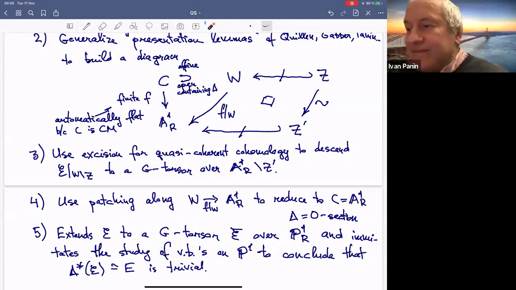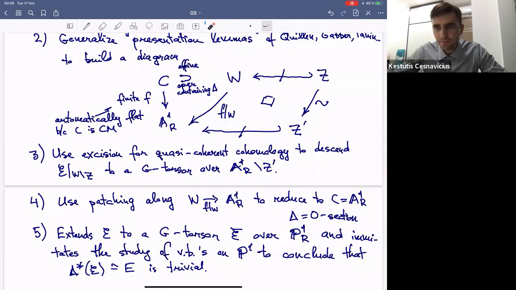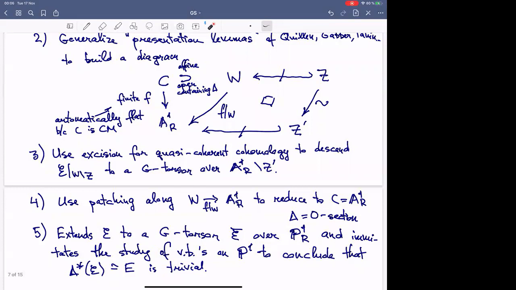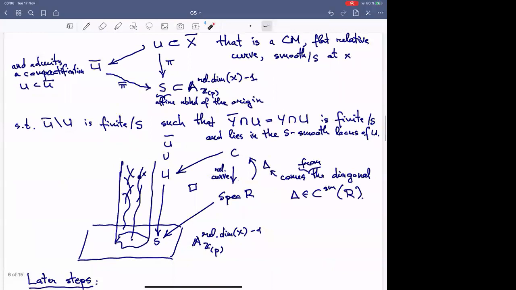Let me ask a question. Yes, this is about geometry. So there is this picture in item 2. In item 2, yes.